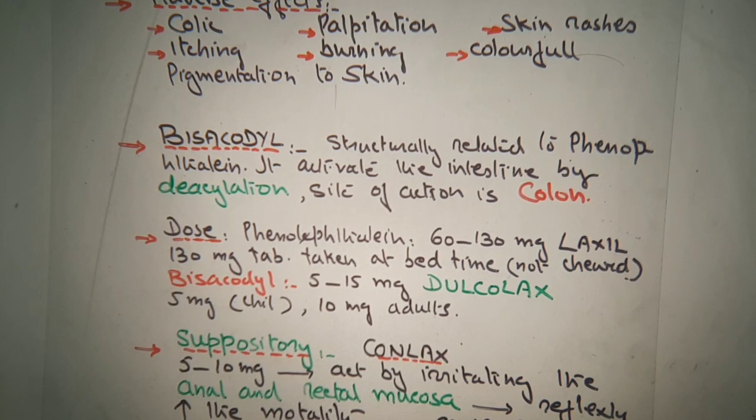So this is bisacodyl. Now the dose of phenolphthalein as a laxative is 60 to 130 milligram tablets taken at bedtime. Now be careful, it should be taken at bedtime, so early in the morning there may be evacuation of the bowel. Not chewed, they can be swallowed but not chewed. Bisacodyl 5 to 15 milligram, the name Dulcolax can be used: 5 milligram in children and 10 milligrams in adults, right?